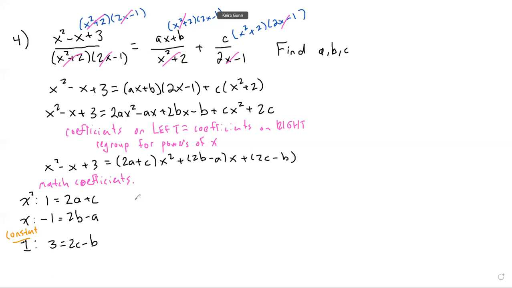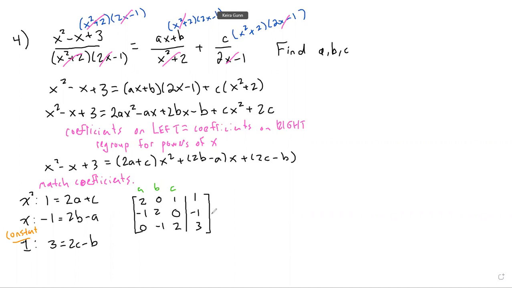So what we can do now is put this into a matrix. I'll use for my columns A, B, and C. In the first equation, I've got 2a, no b's, and a c. In the second equation, I've got 2b and minus a. In the third equation, I've got 2c's and minus b and no a's. And then it's 2a plus c equals 1, 2b minus a is -1, and 2c minus b is 3.